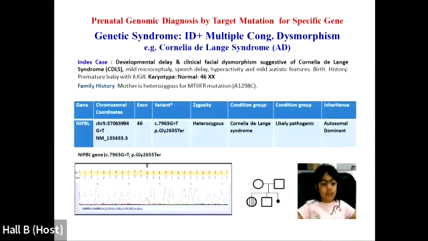Now, in this case, because of the genetic syndrome and the dysmorphism, which is very characteristic, you can also diagnose it as a spot diagnosis. You can go for a specific test of the NIPBL gene, and that was helpful further. It is autosomal dominant, so we also have to explain the recurrence risk to the couple.